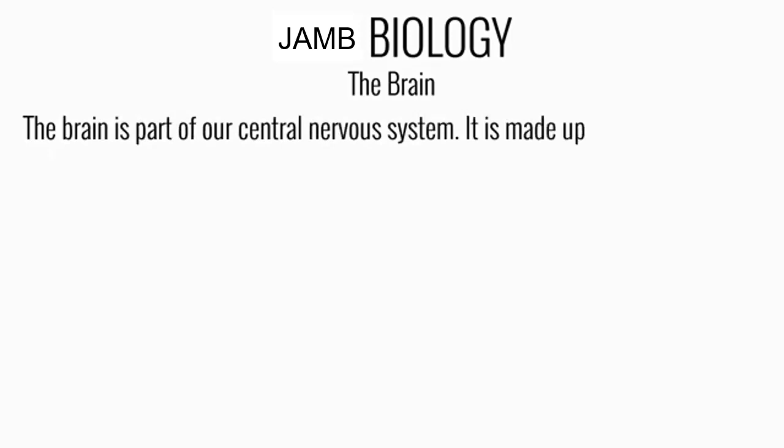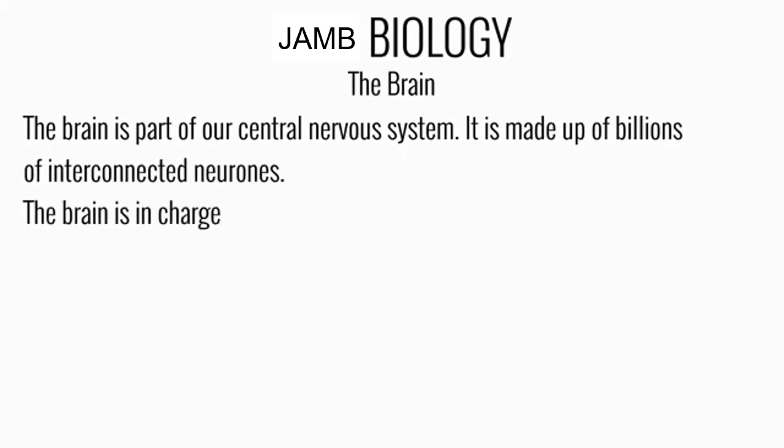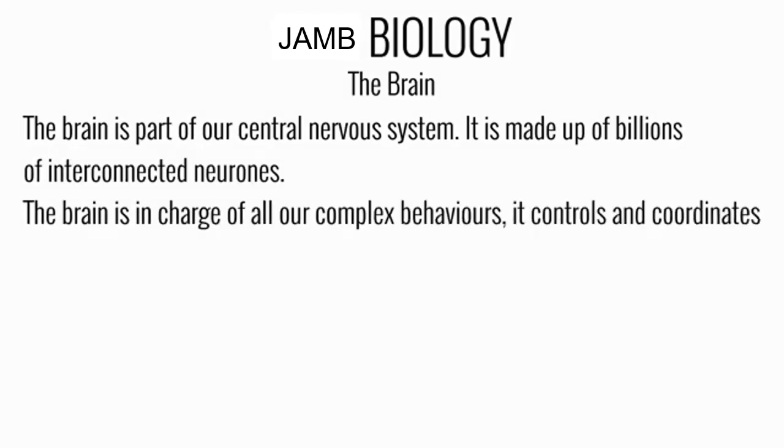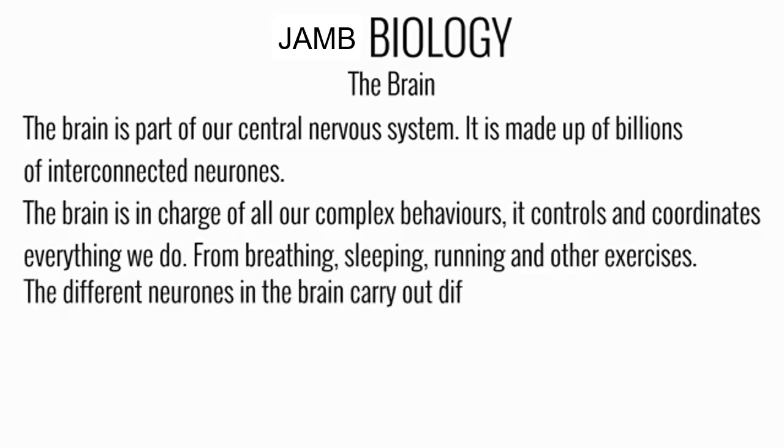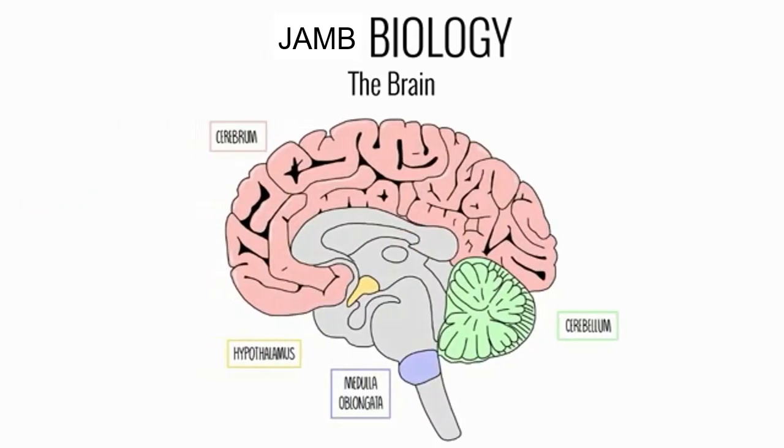Along with the spinal cord, the brain is part of our central nervous system. It is made up of billions of interconnected neurons. The brain is in charge of all our complex behaviors. It controls and coordinates everything we do, from breathing, sleeping, running, and other exercises. We know that the different neurons in the brain carry out different functions.